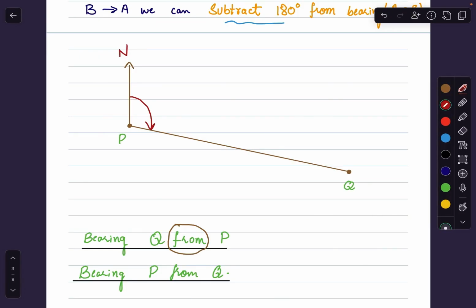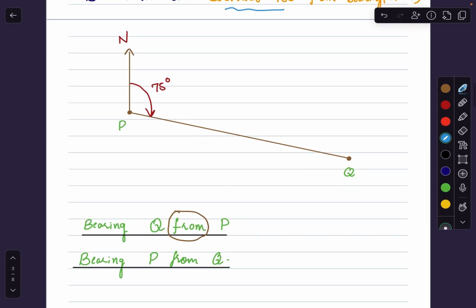And if we say that this angle is supposedly 75 degrees, as shown, but it looks like more than that. We know it would be more than, I guess, 90 degrees as well. I'm just taking it as an example. Now to check the bearing of P from Q, it means you now have to draw a north at Q.